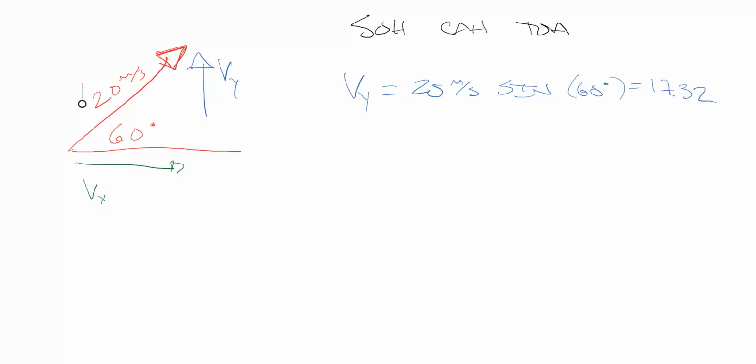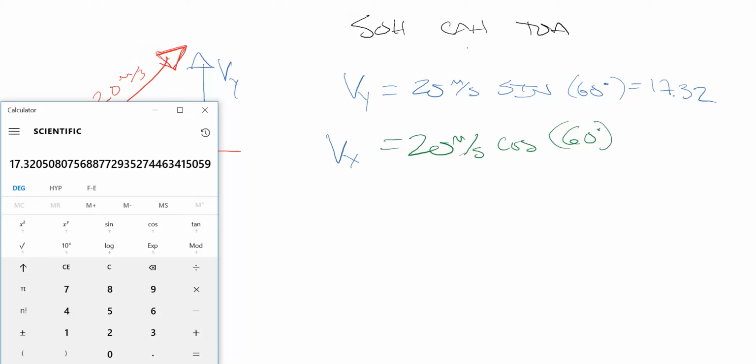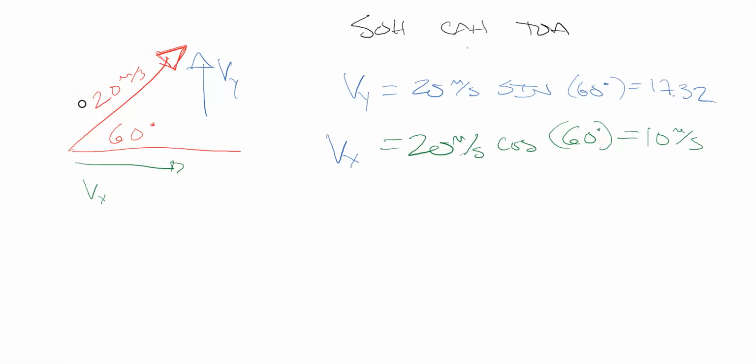Now to solve for v sub x. So v sub x, I'm looking for the adjacent component of the same triangle. So here, cosine, adjacent over hypotenuse. So v sub x is equal to, again, 20 meters per second times the cosine of 60 degrees. So here, 60 cosine gives us 0.5, times 20 meters per second gives us 10 meters per second.